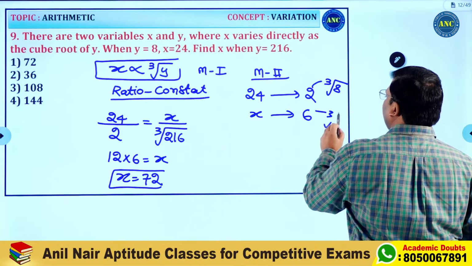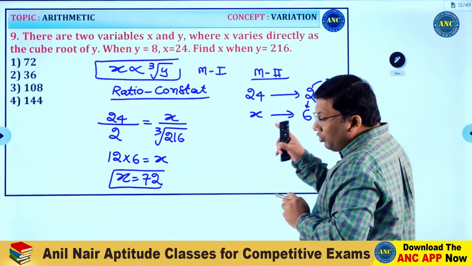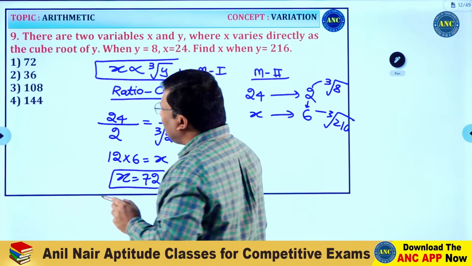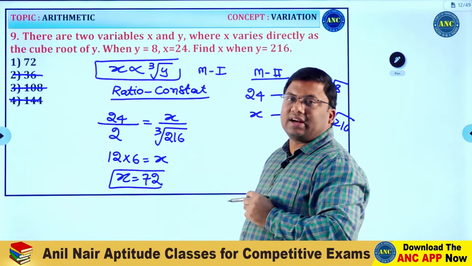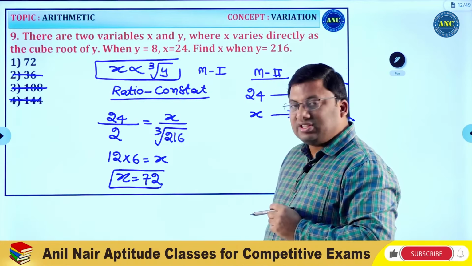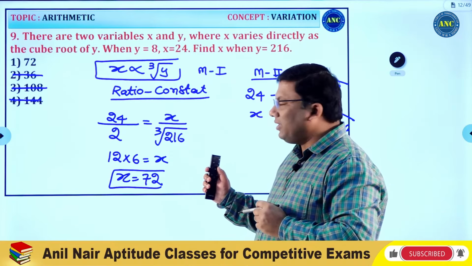Here it is, cube root of 216. 2 3s are 6, 4 3s are 12. Answer: the rightmost non-zero digit should be 2. I hope the idea is very much clear.